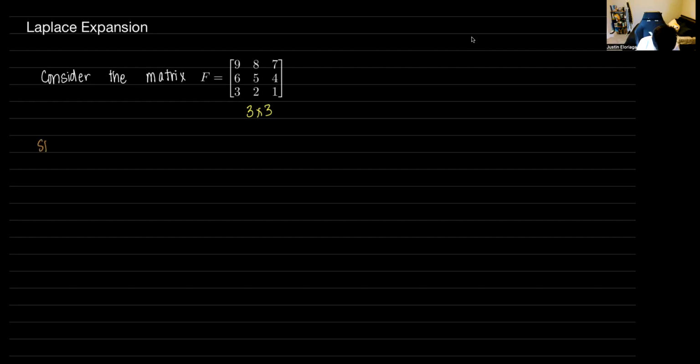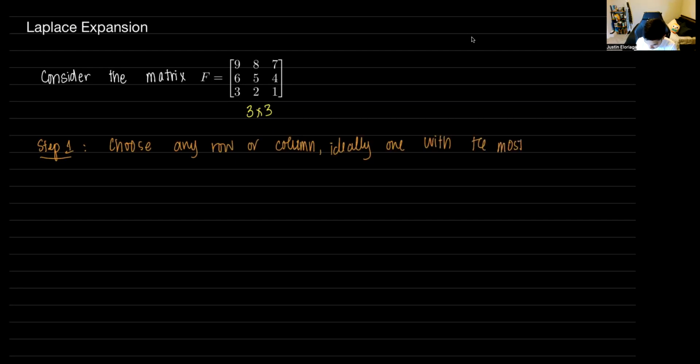Step one, we need to choose any row or column, ideally one with the most zeros. Now, the reason why we would want one with the most zeros is not generally apparent, but as we go through the procedure, it will become reasonable as to why we want a row or a column with the most zeros.